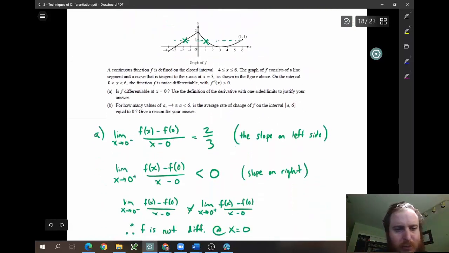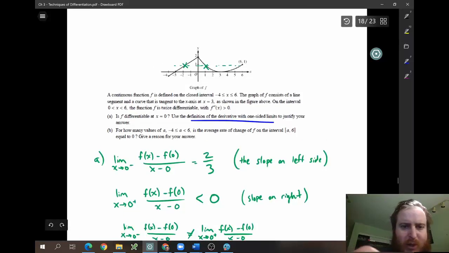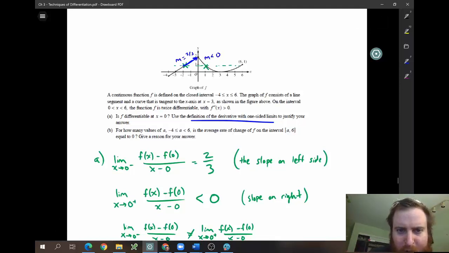Okay, next one is f differentiable, and use the definition of the derivative. So basically what they're just asking is, find the derivative on the left, which is 2 over 3, right? 2 over 3. And then find the derivative on the right, which we don't know, but we know that the derivative is negative, right? If this is a curve, it's negative. It kind of looks like it's almost negative 1 right there, but we just know it's a negative value.